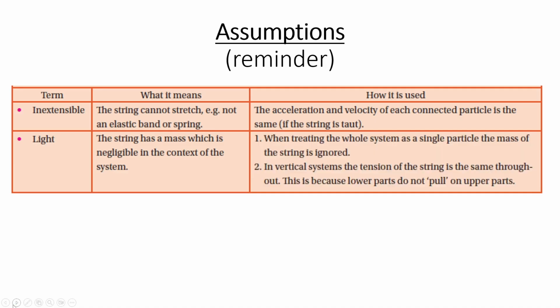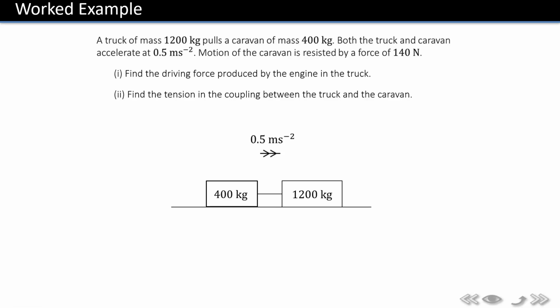And again, how is this used? Well, when treating the whole system as a single particle, the mass of the string is often ignored. And in a vertical system, the tension of the string is the same throughout. So this is where, in the previous slide, we said that T1 was equal to T2. This is because the lower part does not pull on the upper parts of the actual object. So now let's have a look at this next example.